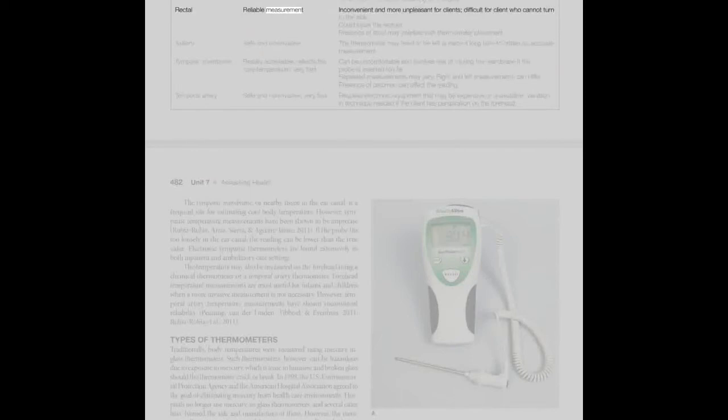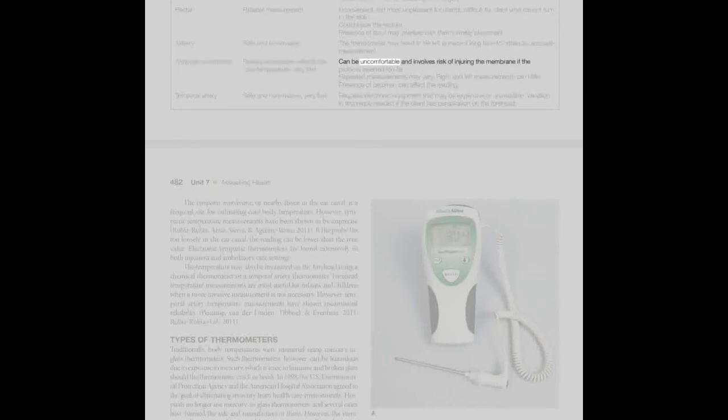Rectal: reliable measurement, but inconvenient and more unpleasant for clients, and difficult for a client who cannot turn to the side. Could injure the rectum. Presence of stool may interfere with thermometer placement. Axillary: safe and non-invasive. The thermometer may need to be left in place a long time to obtain an accurate measurement. Tympanic membrane: readily accessible, reflects the core temperature.